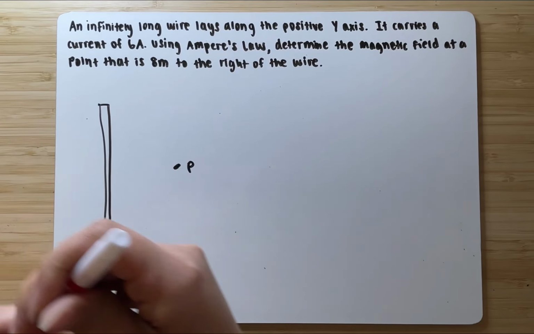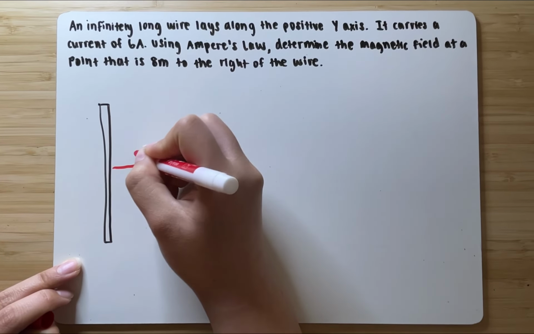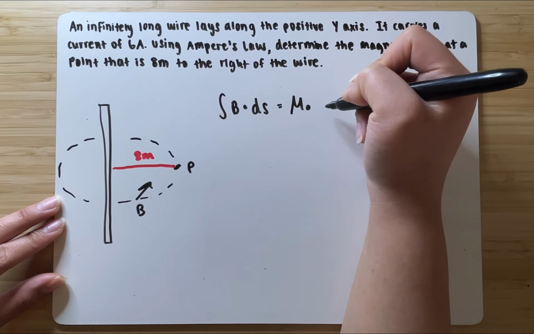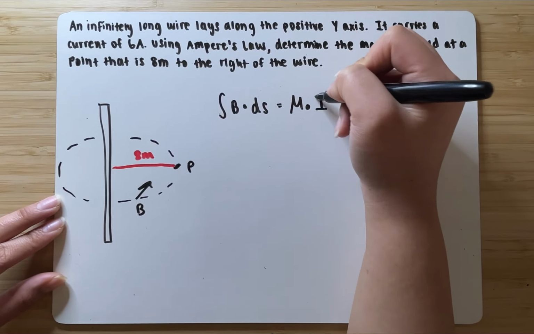You have 8 meters here, which means the magnetic field is going to follow the path of a circle like this. This is a vector for the magnetic field, okay? This represents the magnetic field. So Ampere's law states that the integral of the magnetic field times the length element, whatever is inside here, is going to be equal to mu naught, the permeability of space, times the current, okay?